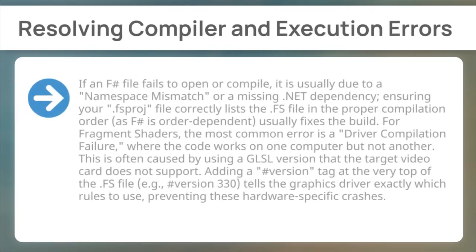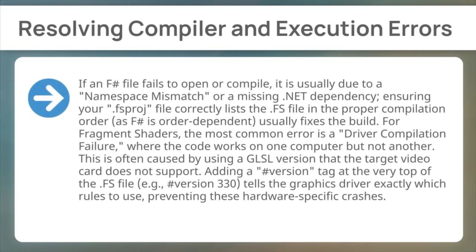Finally, resolving compiler and execution errors. If an F# file fails to open or compile, it is usually due to a namespace mismatch or a missing .NET dependency. Ensuring your .fsproj file correctly lists the FS file in the proper compilation order, as F# is order dependent, usually fixes the build.